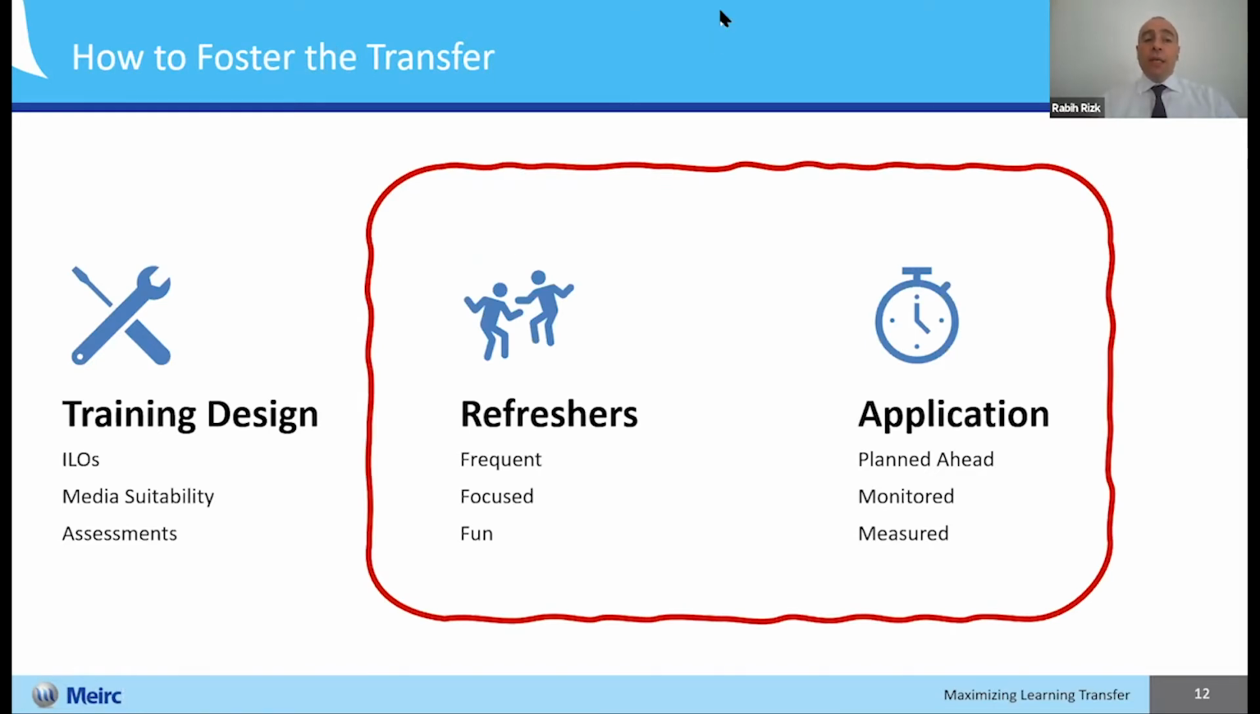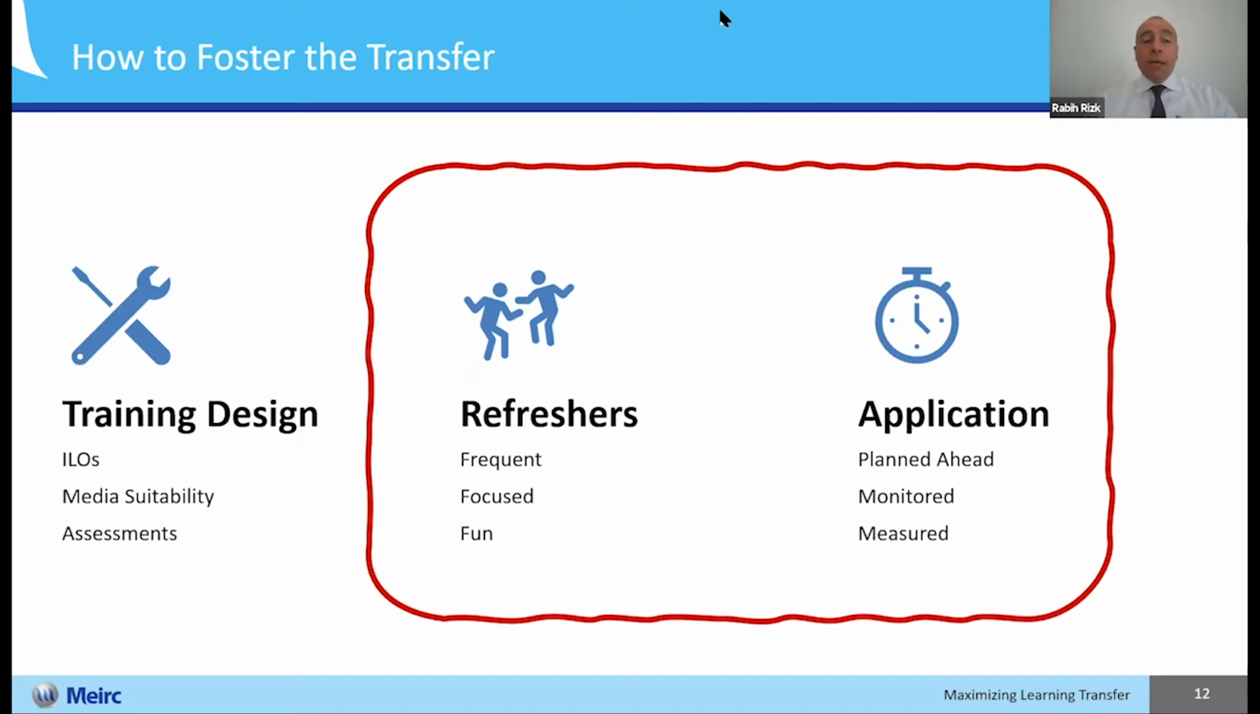So as you can see, to foster the transfer, we have three areas. The first one is designing the training effectively. The second one is using refreshers after the training. And the third one is allowing room for application and implementation.